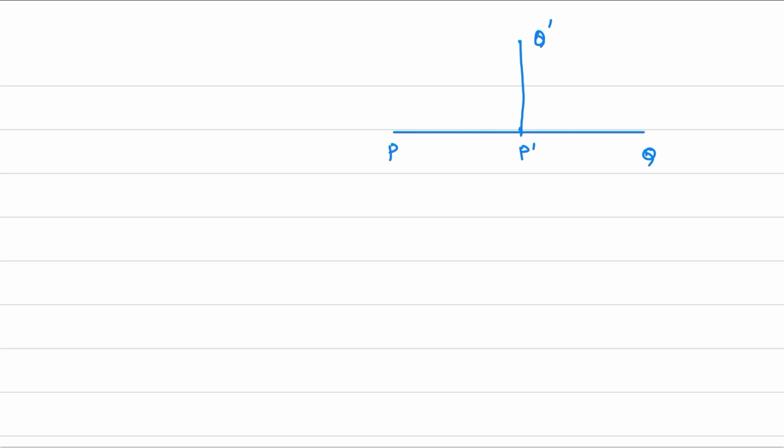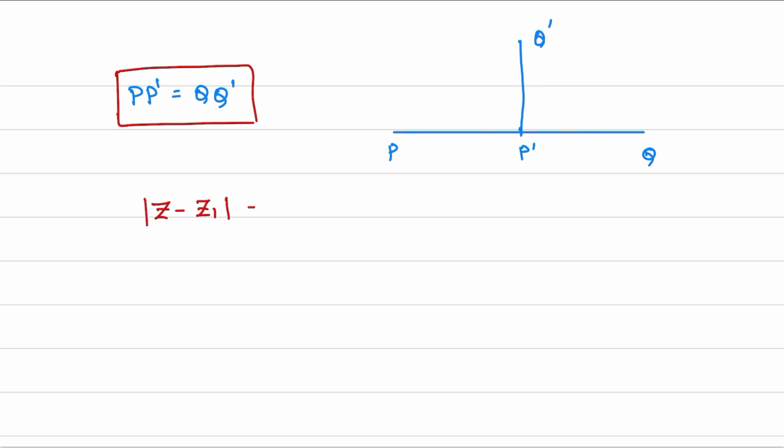Then PP dash is equal to QQ dash, which you know very well from your basic geometry. But when it comes to complex analysis, or complex numbers geometry, or complex plane geometry, the equation is like this: the modulus of Z minus Z1 is equal to the magnitude of Z minus Z2.